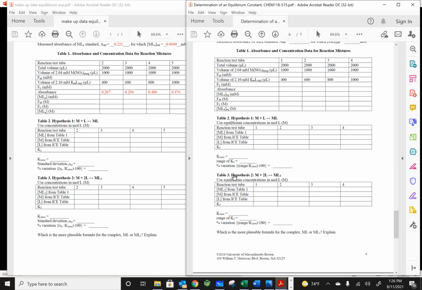So in the makeup data, I don't know why they have standard deviation here. But what we need is the range of K. So show a range of K calculation and then percent variation calculation. You don't need to do one for each hypothesis because those calculations are going to be the same. Does that make sense?